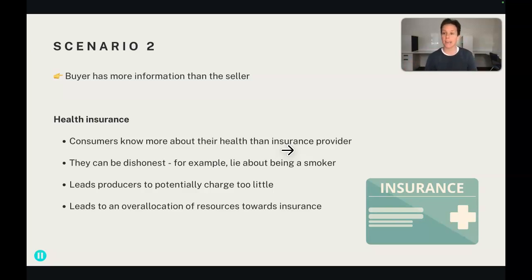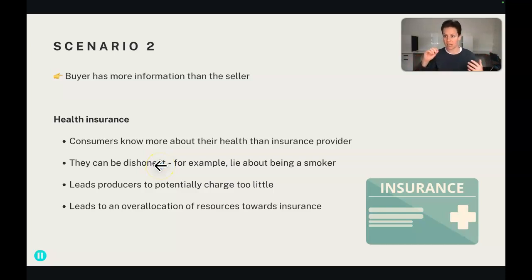And the best example that we can use in this space is insurance. If you're looking to get insurance, let's say health insurance, you have way more knowledge about your health relative to the health insurer that is trying to sell you the health insurance. And again, assuming no government intervention. So consumers know more about their health than insurance providers, and they can be dishonest. So as a consumer, I can be dishonest.